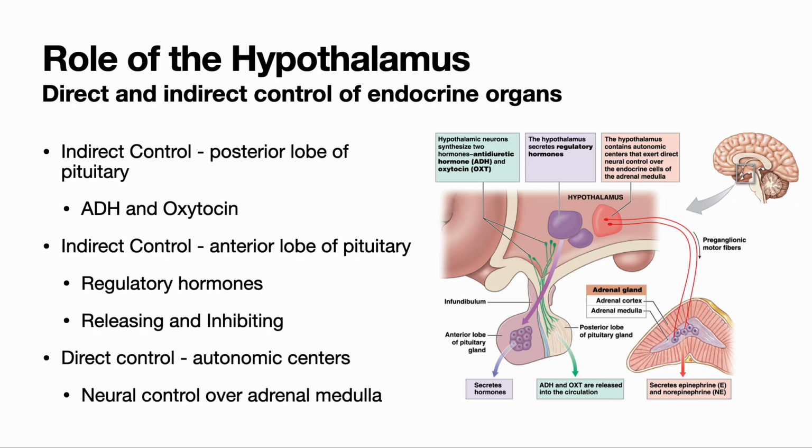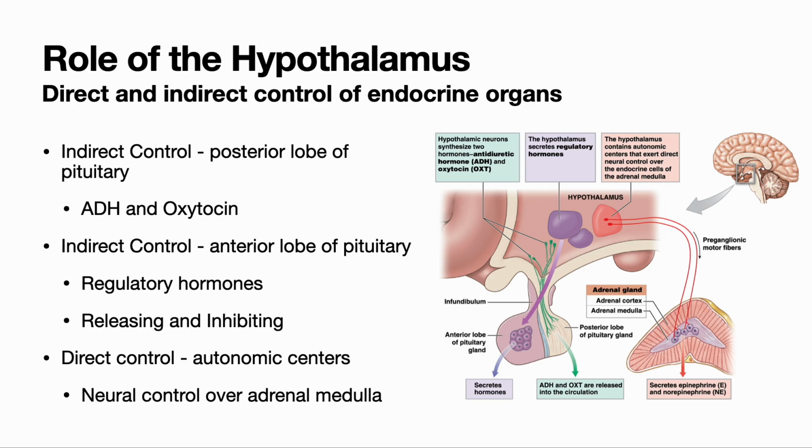And the hypothalamus will do that using regulatory hormones that are made in the hypothalamus. And there are stimulating regulatory hormones and there are inhibitory regulatory hormones. So you can probably figure out which one the hypothalamus will release depending on whether it wants to have the anterior lobe secrete or not secrete those hormones. Now, the last way that the hypothalamus can control endocrine organs is through direct control.